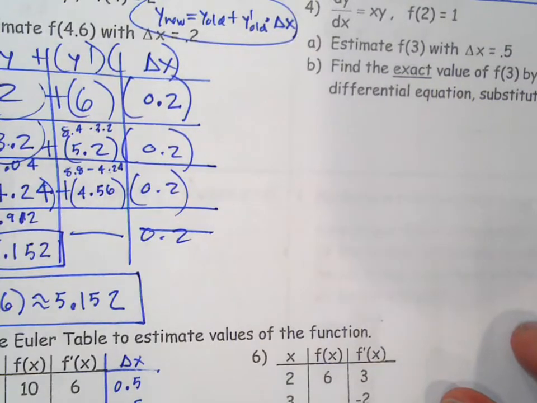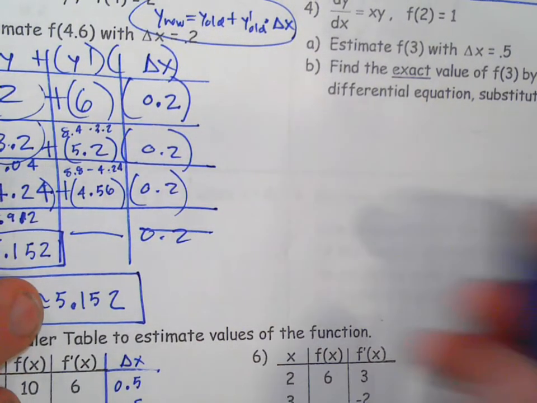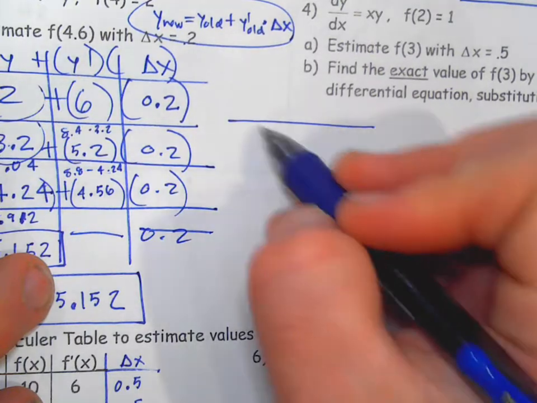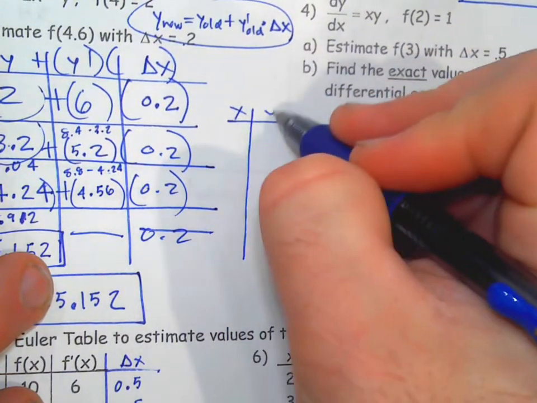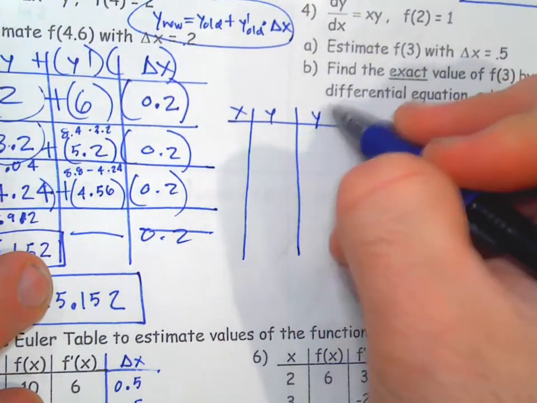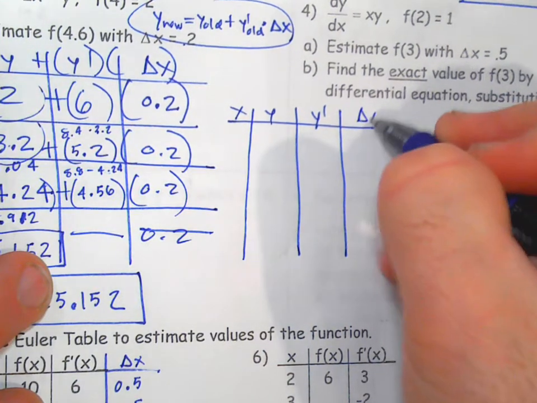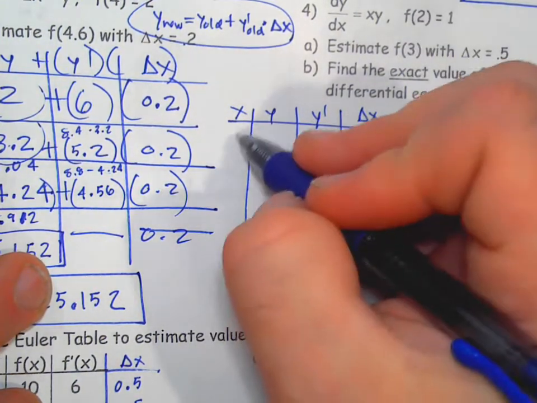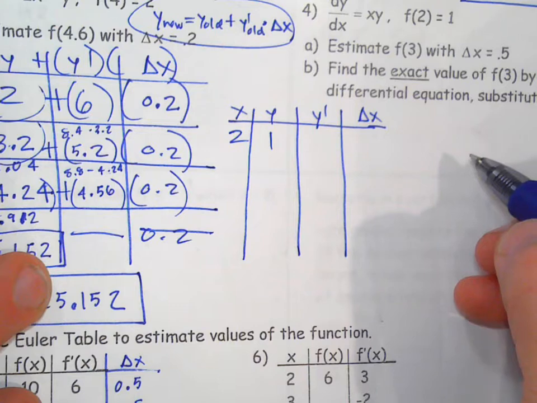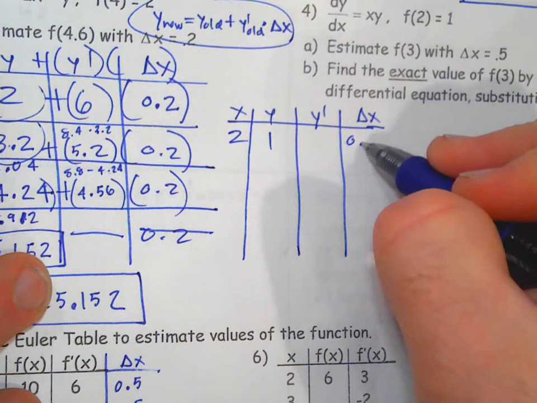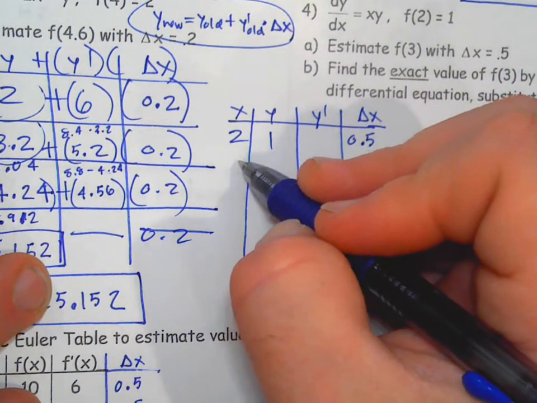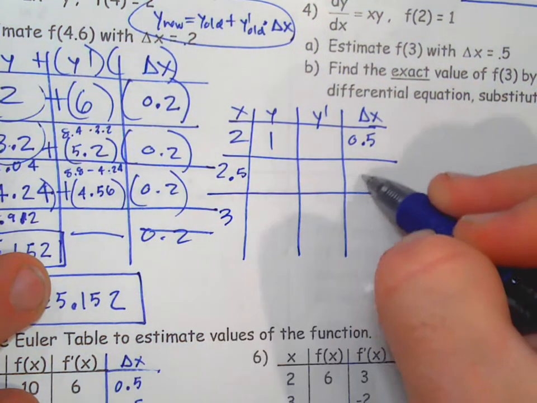So number 4, we're going to do it 2 ways, the approximation way and then the exact way. I'm going to try and leave myself some room. So the initial value is (2, 1). Delta x is 0.5, and we're going to get all the way to 3, so it's going to be 2.5, and then 3, and then we'll be done.